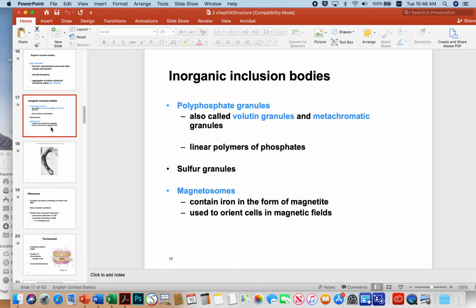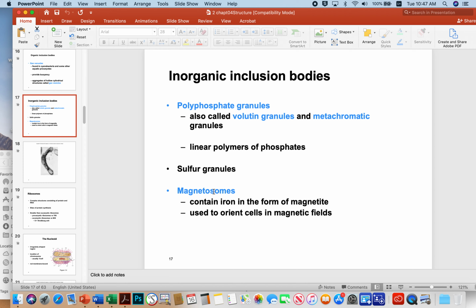And then other versions of inclusions include these volutin granules or metachromatic granules. Typically, they have phosphates. Obviously, microbes really need phosphates for producing nucleotides like ATP, for example, or phospholipids for membranes. And then they also need sulfur granules. Sulfur is essential for making cysteine and methionine.